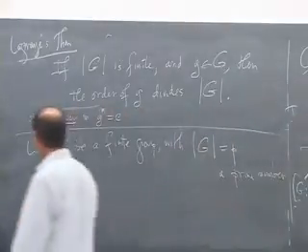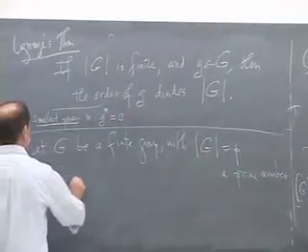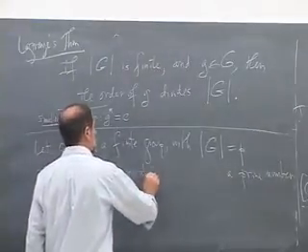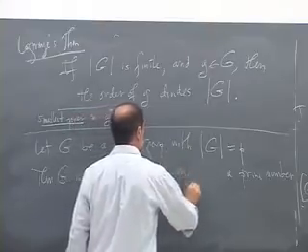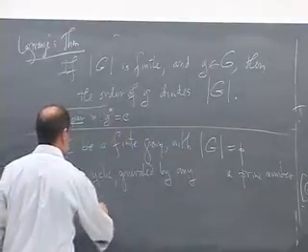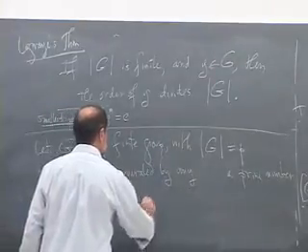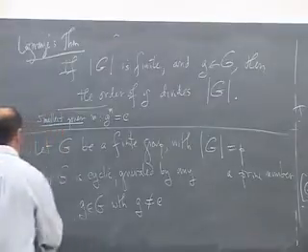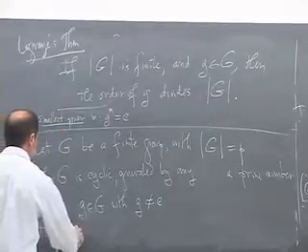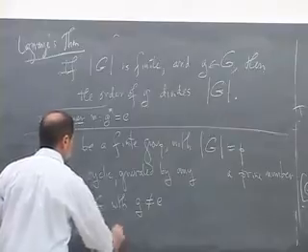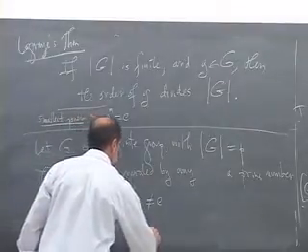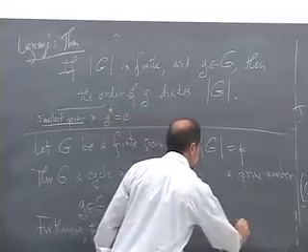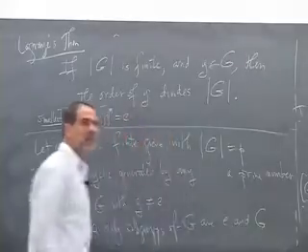Then G is cyclic, generated by any g in G with g not equal to the identity. Furthermore, the only subgroups of G are e and G. It has the simplest possible subgroup structure.